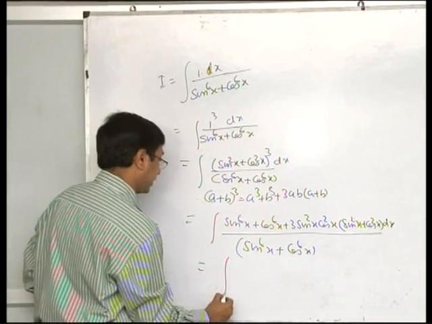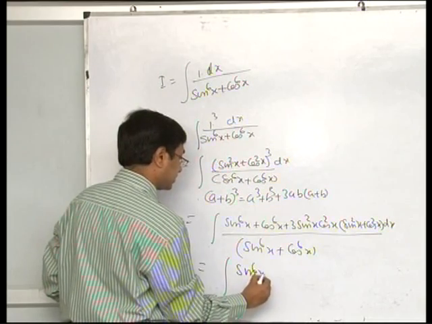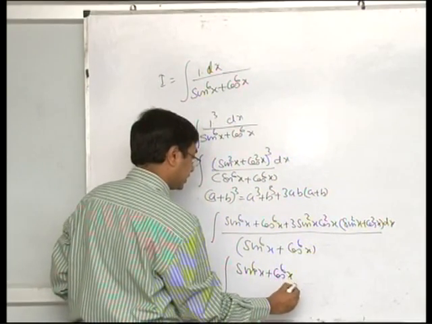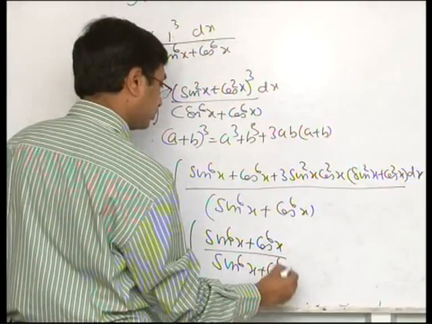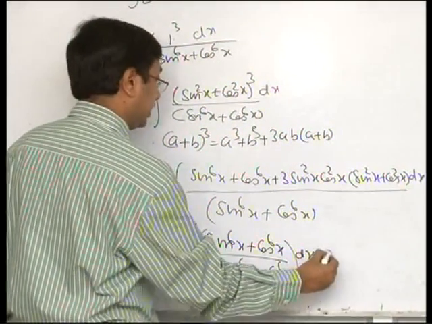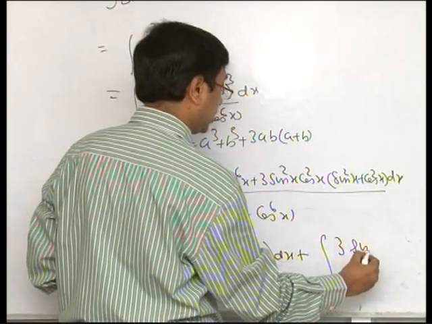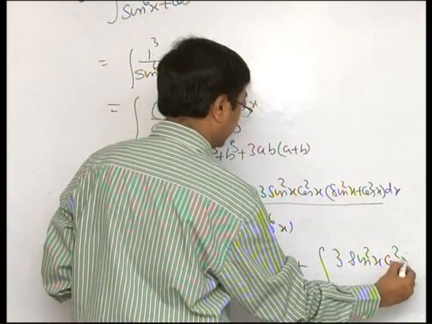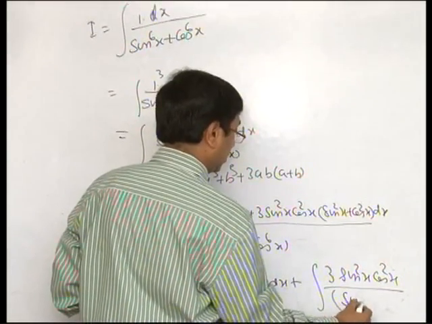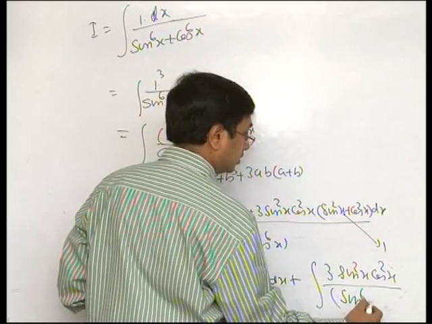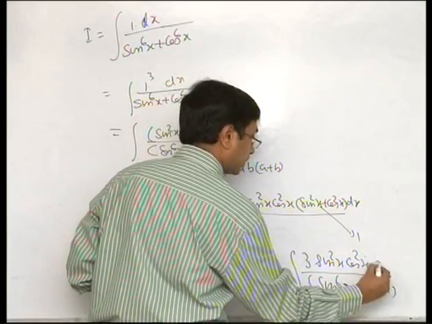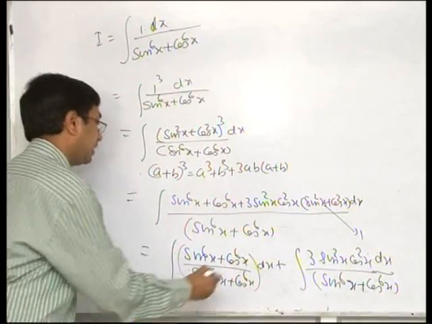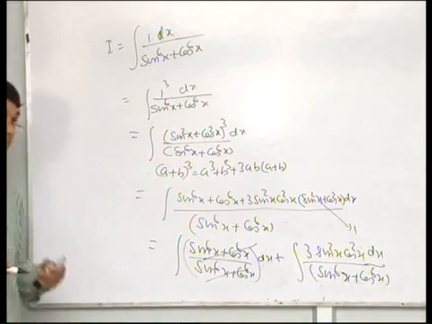So I am separating this: sine to the power 6x plus cos to the power 6x upon sine to the power 6x. So the 6 is eliminated here, and 3 sine square x cos square x is left upon this. Why I am not writing this part? Because this is 1. So sine raised to 6x. So now this integral we can cancel, so you are just left with dx.